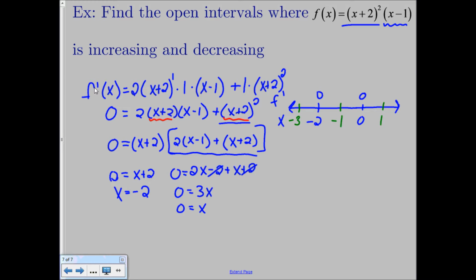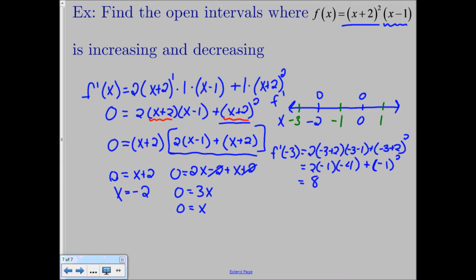Okay, so plugging them into f prime of x, f′(−3) is equal to 2(−3 + 2)(−3 − 1) + (−3 + 2)², which is equal to 2(−1)(−4) + (−1)². Simplifying, we get 2 times positive 4, or 8, plus 1, which is 9. So we know we got a positive derivative here.